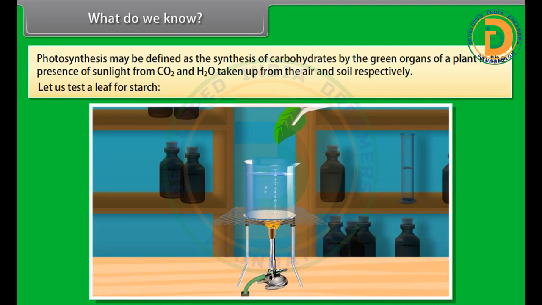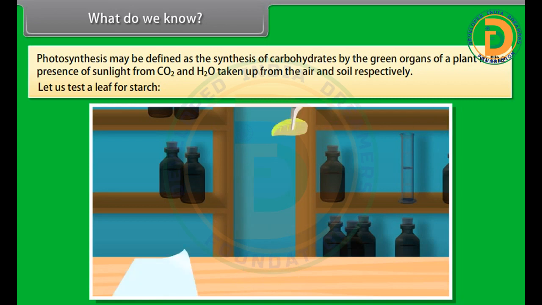Use the forceps to place the leaf in the boiling water. Boil for 2 minutes. After that, place the boiled leaf in a boiling tube containing 90% ethanol. Now place the boiling test tube in the hot water until the leaf decolorizes. Now remove the leaf and wash it with cold tap water. Now spread the leaf on a white surface.